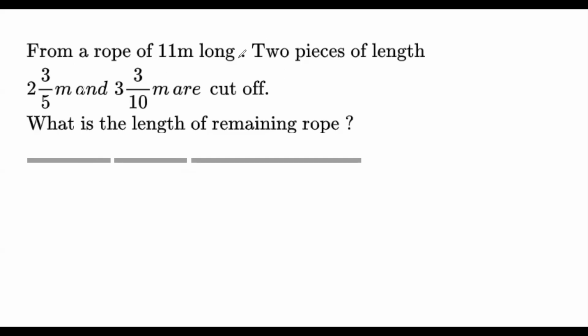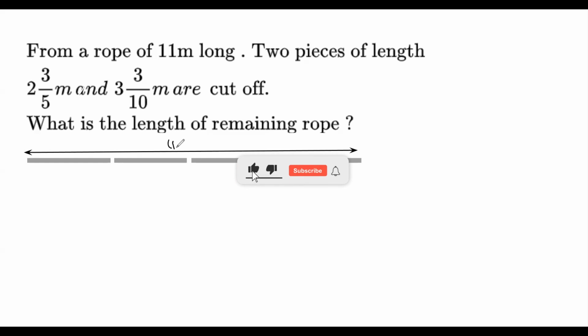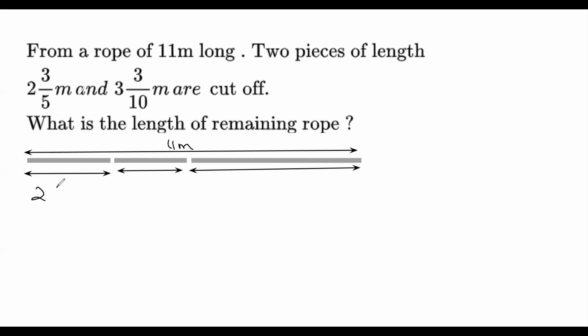First of all, we should write down the total length, from here to here. The total length is 11 meters. And it has 3 divisions. One is this, second is this, and third is this. Now the length of the first fragment is given, that is 2 3 over 5. That of the second is also given, that is 3 3 over 10. And we have to determine the length of the last one.